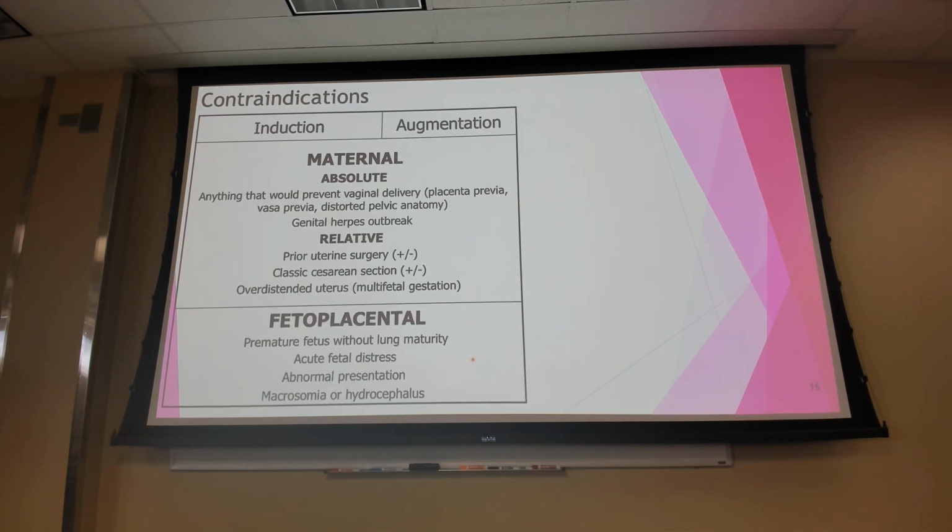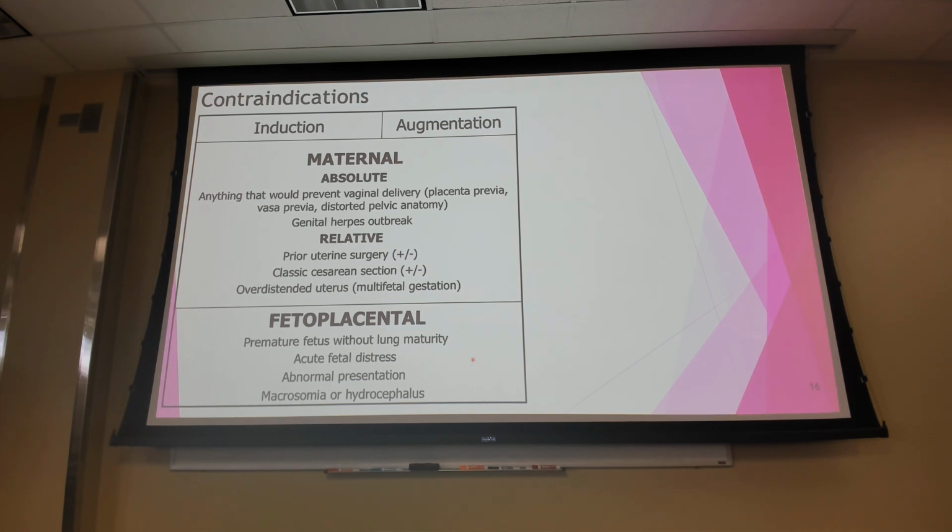Specific contraindications, which I would also be familiar with, okay? Anything that would preclude vaginal delivery: placenta previa, vasa previa. If mom has a pelvic anatomy that is not going to allow for vaginal delivery, then there's no reason for induction or augmentation, right? It doesn't make any sense. We don't need to induce, we're going to do a C-section delivery on those patients.